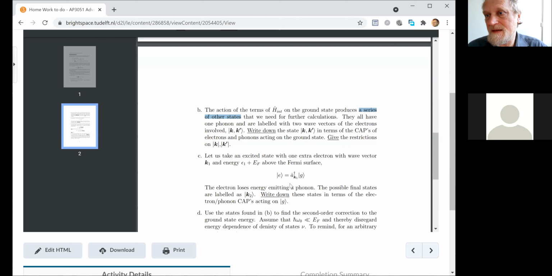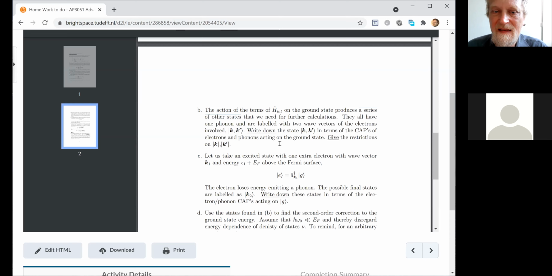It's not rocket science, but you are still invited to write down this state explicitly in terms of creation and annihilation operators of electrons and phonons, and give the restrictions on moduli of these two k of these vectors. Good. Again, I don't explain how to do this. I just explain the formulation. Any questions about formulation? Again, I would stress that this point would be present in all questions.